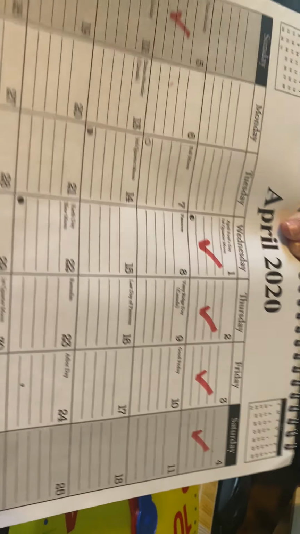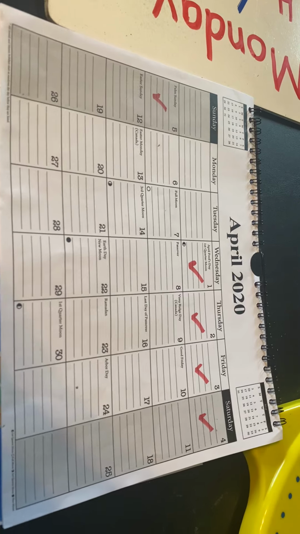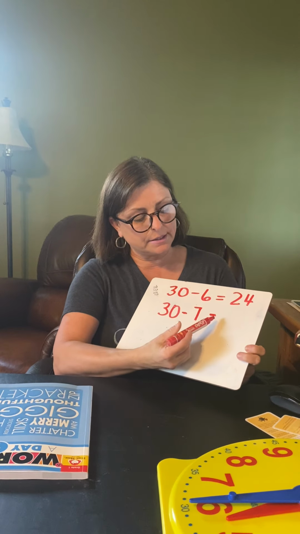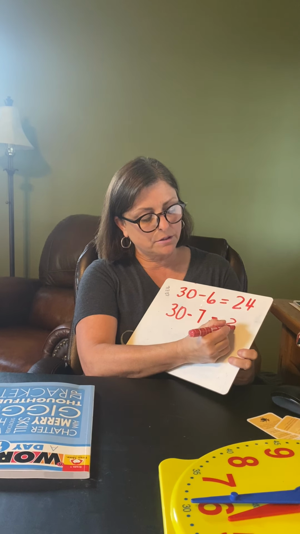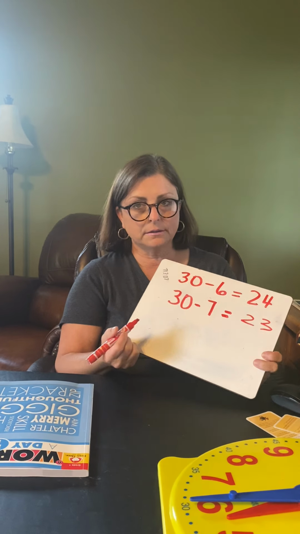So let's return to that calendar again. Just a reminder, there's 30 days in the month of April, okay? And we've already decided that 30 minus 6 equals 24. Well, tomorrow will be the 7th day of April. So 30 minus 7 will show us that there's 23 days left in April.